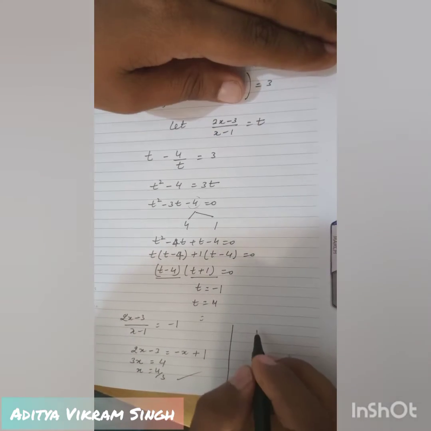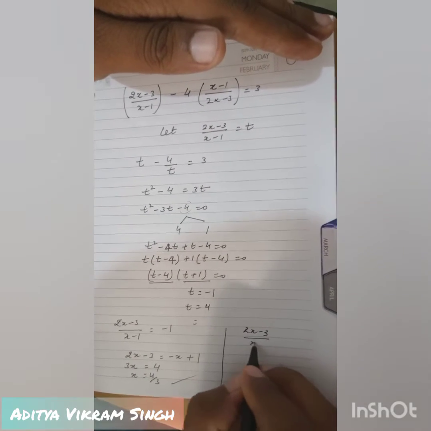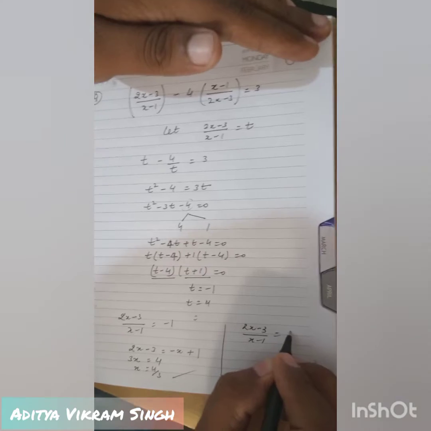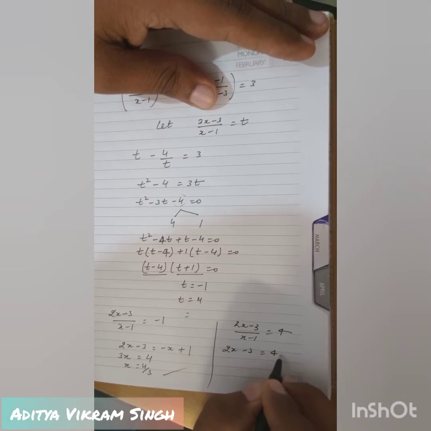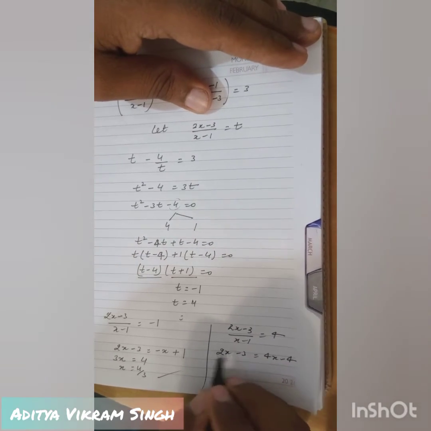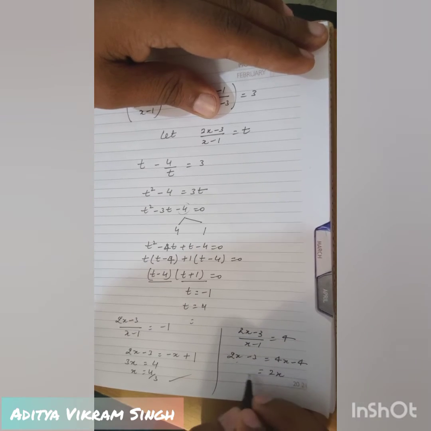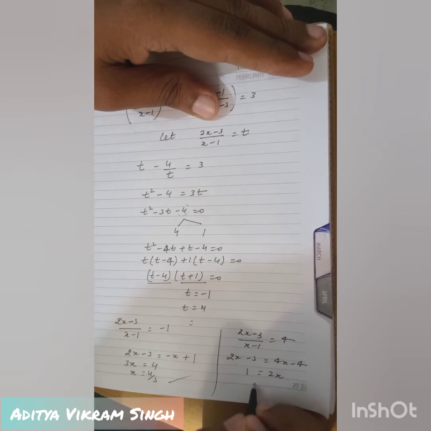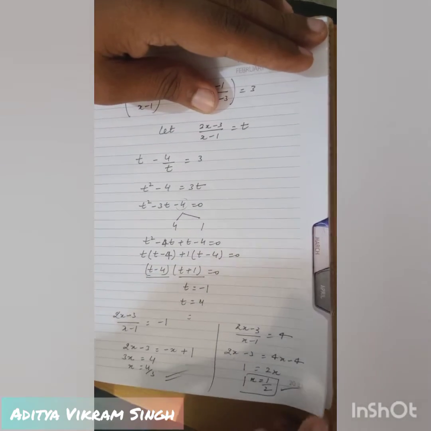And from this, if we take (2x minus 3) by (x minus 1) is equal to 4, we just multiply that. 2x minus 3 is equal to 4x minus 4. If we just move this 2x that side, then this becomes 2x. We just move that 4 that side, then this becomes 1. Okay, so the value of x is 1 by 2. So it has to be with this and this.